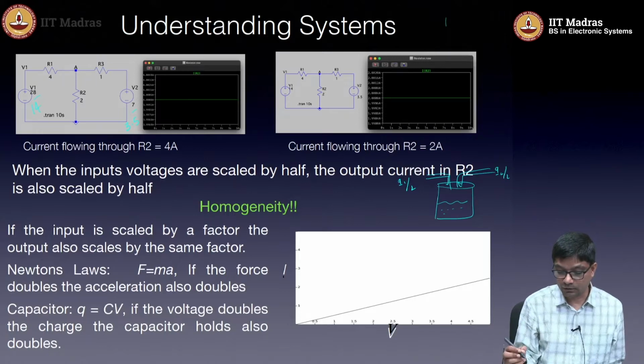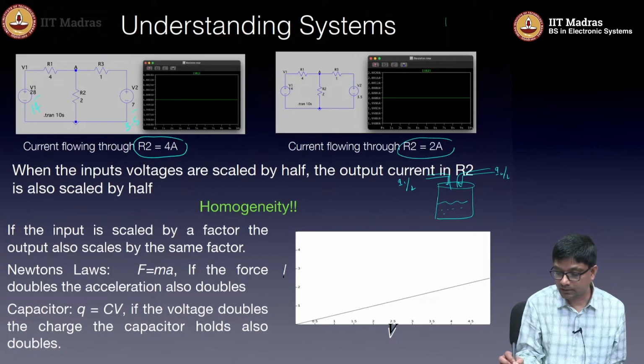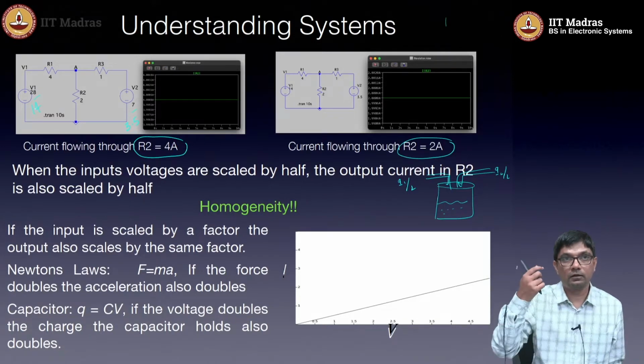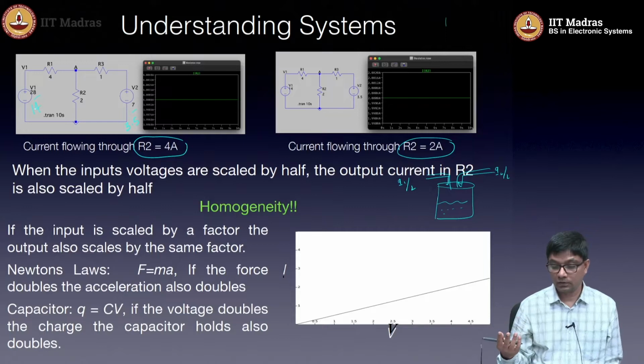The current, which was originally 4 amperes, is now 2 amperes. So V1 is now V1 by 2, which is 14, and V2 by 2 is 3.5. The current also reduces by half.